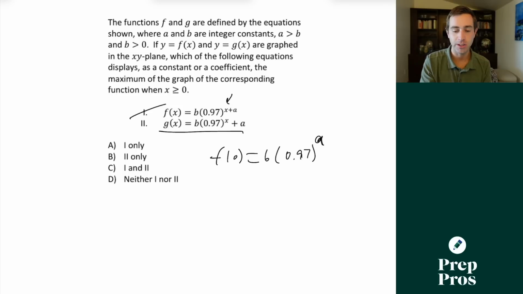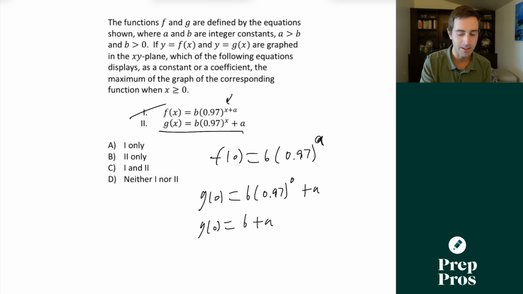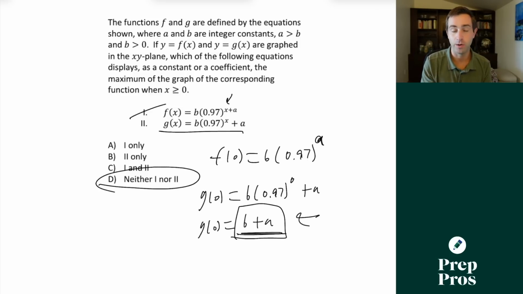Now as we get to g, here we're going to have g of 0 is equal to b times 0.97 to the 0 plus a. Anything to the 0 is 1, but this means here that g of 0 is going to be equal to b plus a. So our y-intercept is not being displayed as a constant or a coefficient here, it's being displayed as constants. So this is where neither 1 nor 2 works. Now this is a super advanced question type, so we're going to jump over to Desmos and plug some numbers in, and this is hopefully going to make a whole lot more sense.